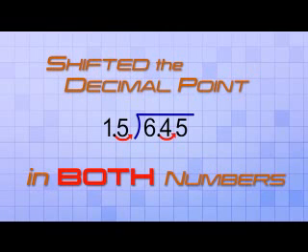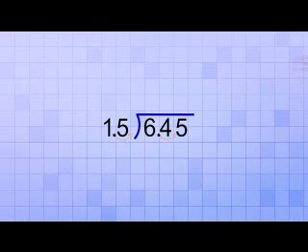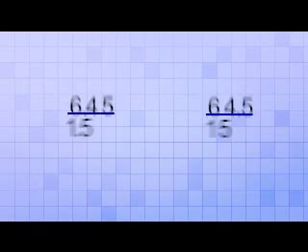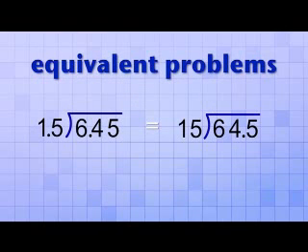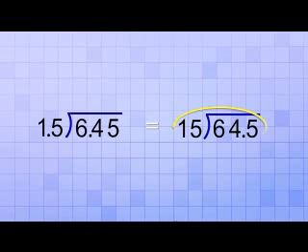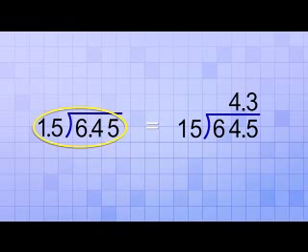Well, that's what we did in our decimal division problem when we shifted the decimal point in both the divisor and the dividend by one place. We multiplied each number by 10. And since fractions and division are basically the same, we made equivalent division problems. But now, one of them has a whole number divisor. Pretty cool, huh? That means if we solve 64.5 divided by 15, we get the answer 4.3, which is exactly the same answer we would get if we did 6.45 divided by 1.5.